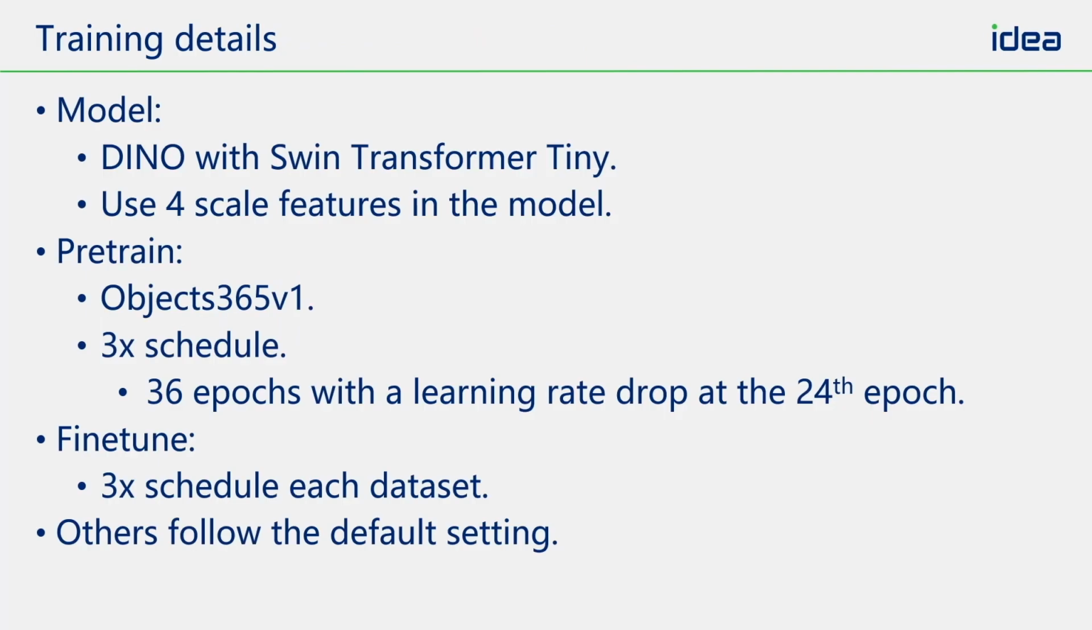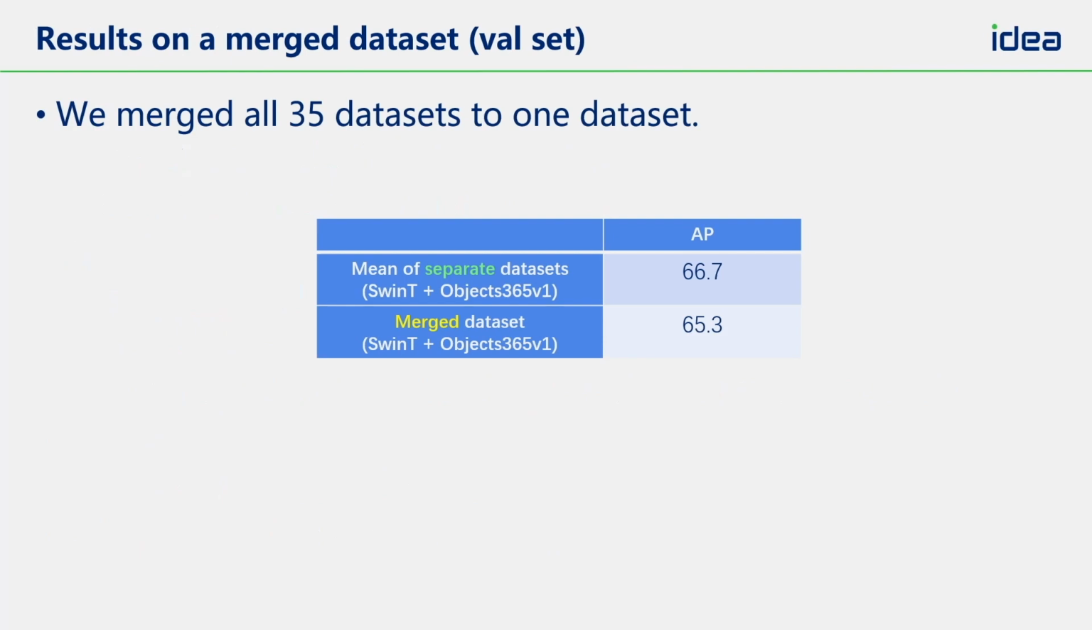This is the training recipe here. We pre-trained our models on Objects365 v1 for 36 epochs and fine-tuned the models on separate datasets. We leveraged the Swin Transformer Tiny as our backbone and used the 4-scale features for the default setting. We have tried another training strategy. We merged all 35 datasets into a single dataset and trained one model for all images. Interestingly, the merged-trained model's AP is slightly lower than the separate results.